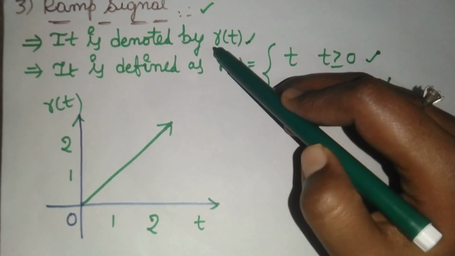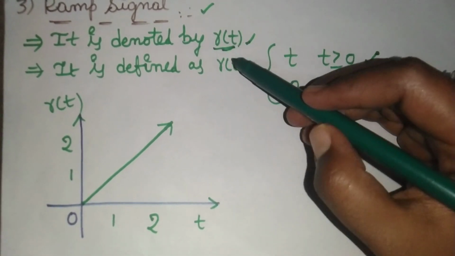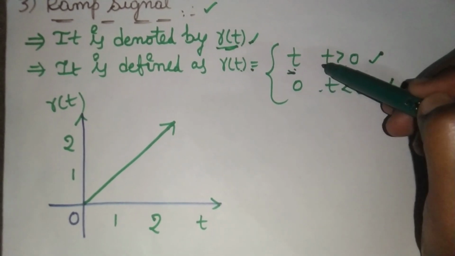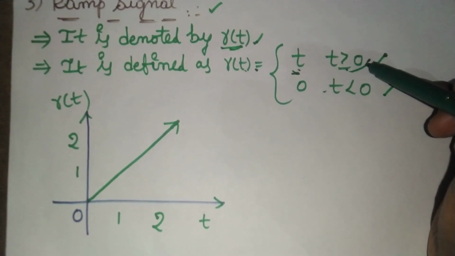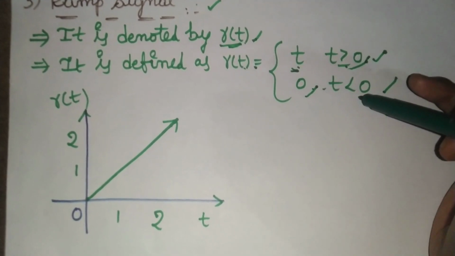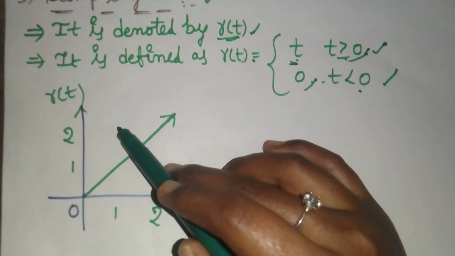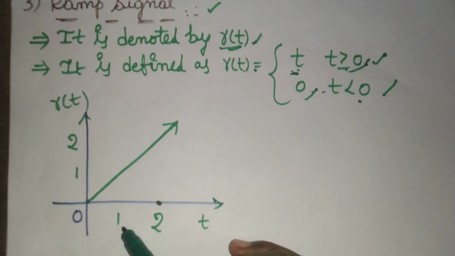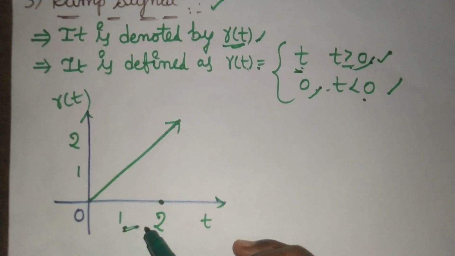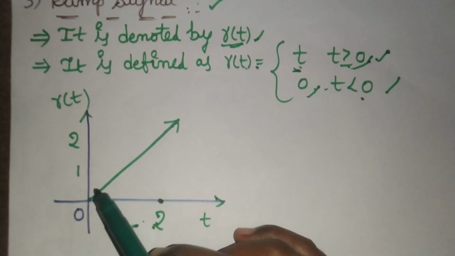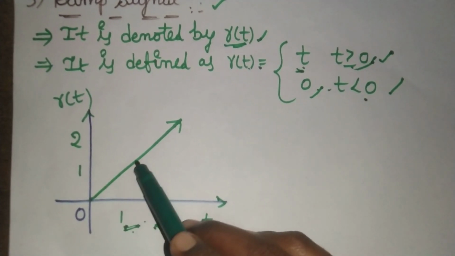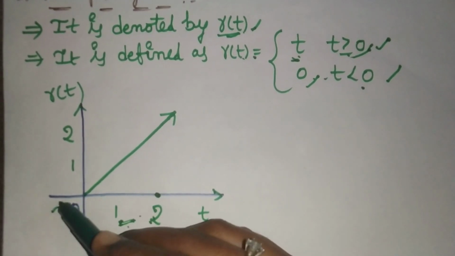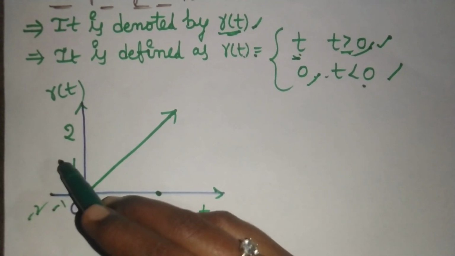It is denoted by the letter R of t, and it is defined as R of t equal to t whenever t is greater than or equal to 0, otherwise its value is 0 for t less than 0. Here this is the graph of the ramp signal. The value should be t only for t greater than or equal to 0, that is 0, 1, 2. Otherwise it is 0 for t less than 0, that means minus 1, minus 2.